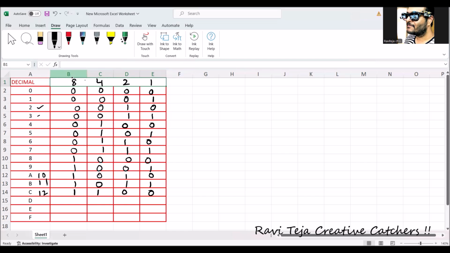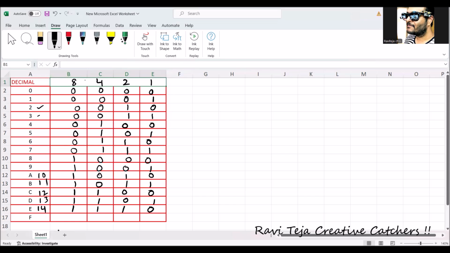D is 13, right? 8 plus 4 plus 1 gives 13. So 1101. For 14, 8 plus 4 plus 2 gives 14.